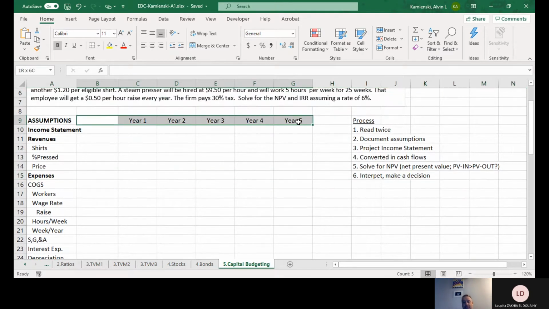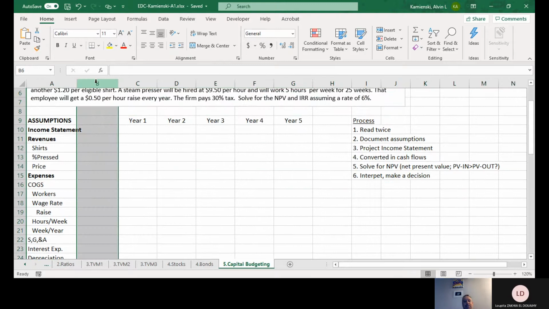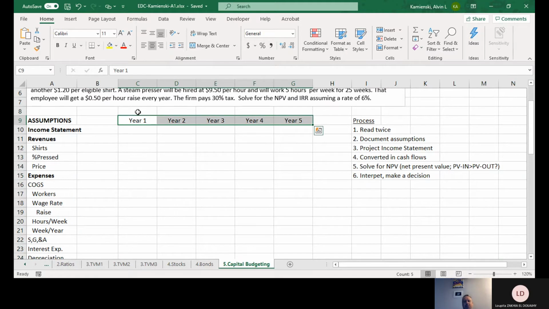I always like to put column B as my empty column for descriptions or for toggle switches or whatever I want to put in there. And then we'll deal with a 5-year horizon, periods C through G.